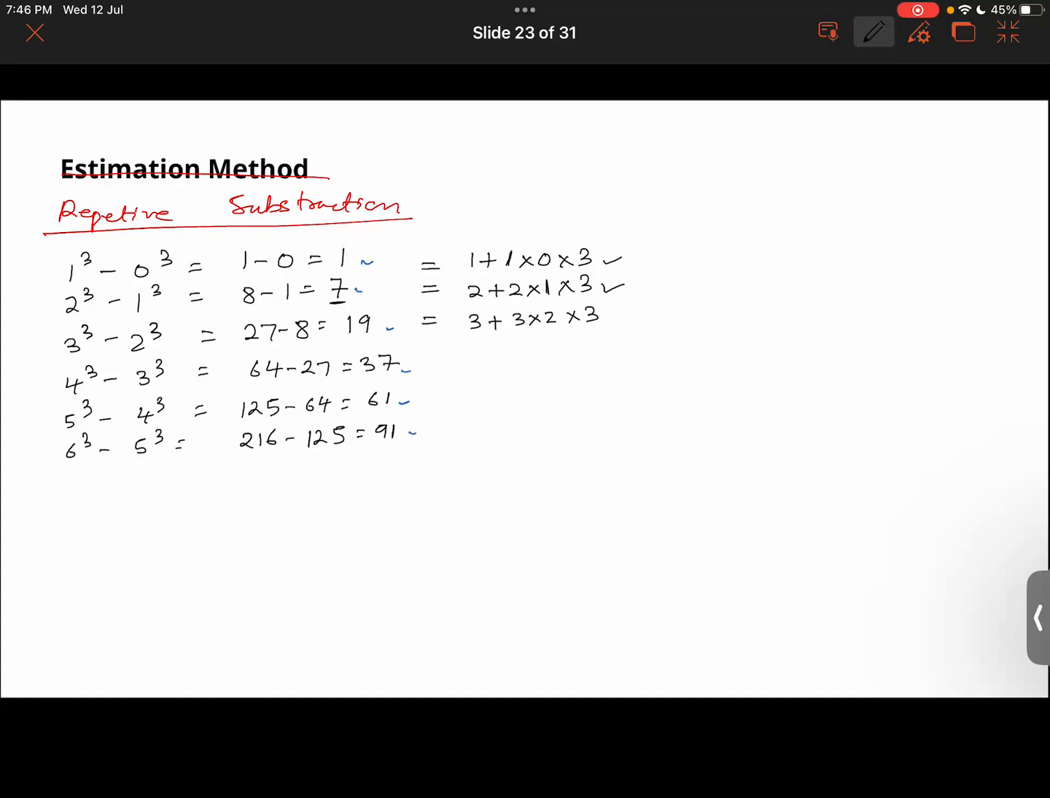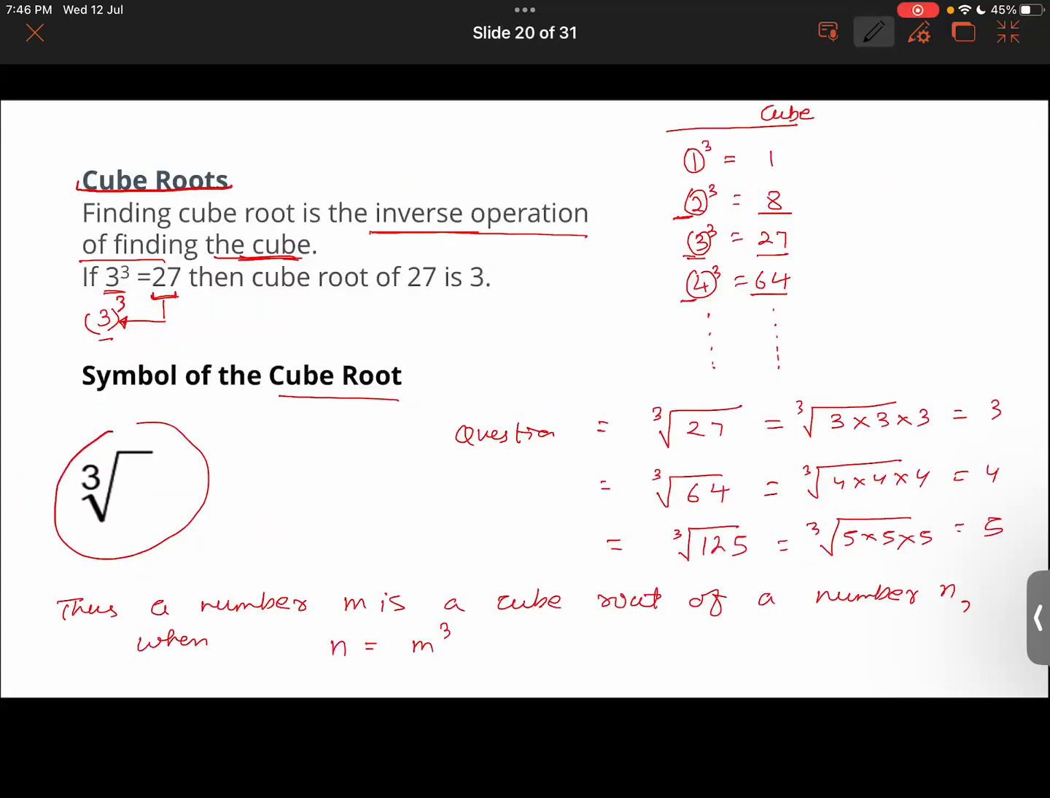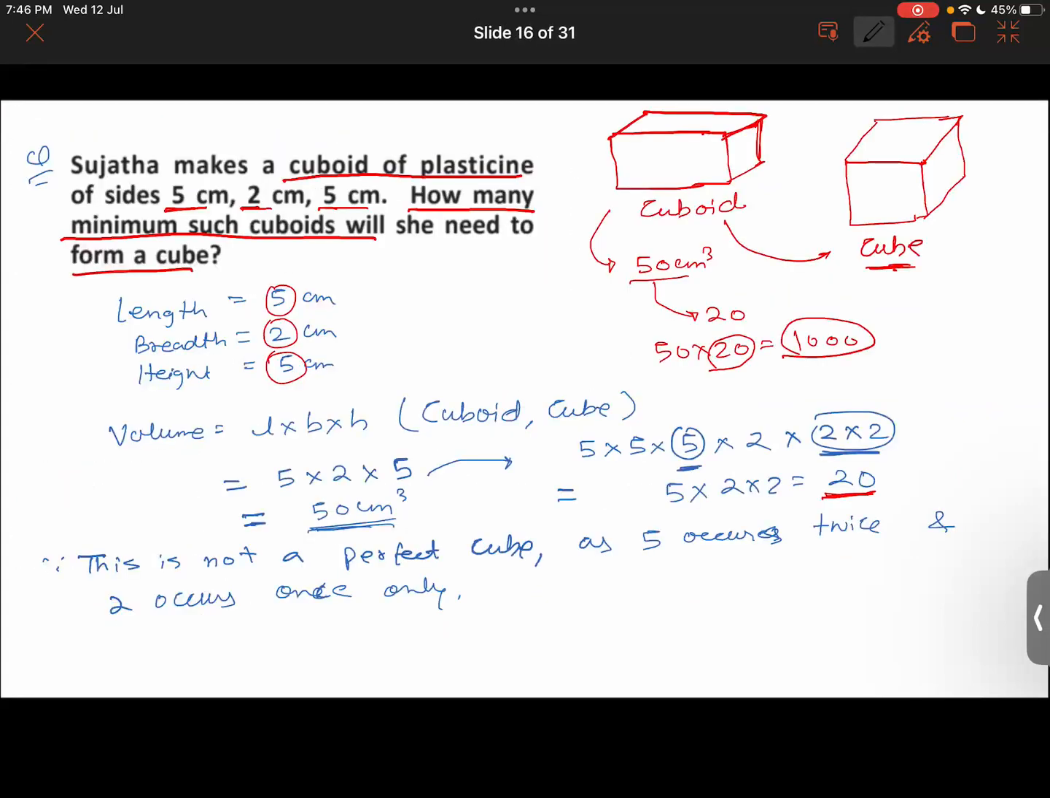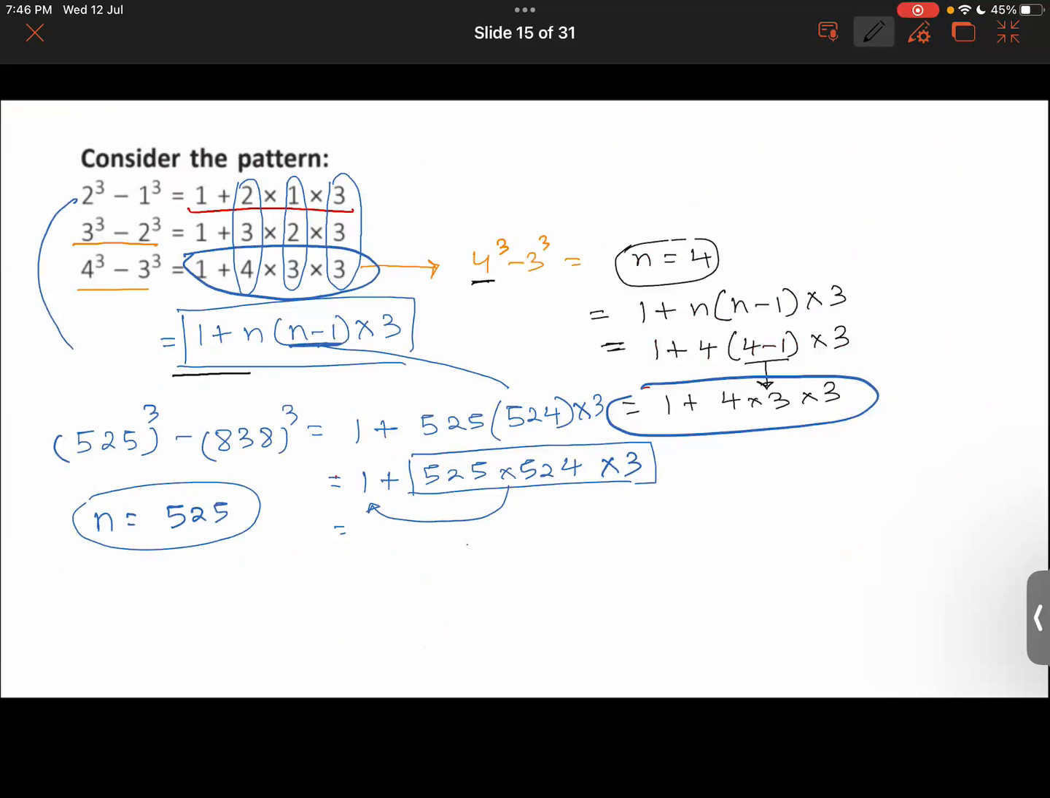Okay. Now, if you guys remember, in the previous class, we discussed a pattern here. See, there was a pattern here, this pattern. Now, are you guys able to recall? We discussed this pattern in the previous class, right? Of 1 plus n multiplied by n minus 1 into 3. Remember Arhan and Ahmed? Yes, sir. Okay. So same thing is happening here now.